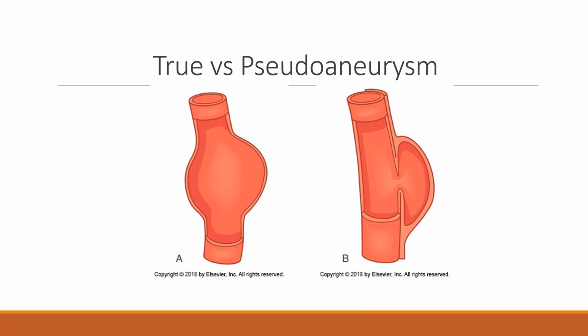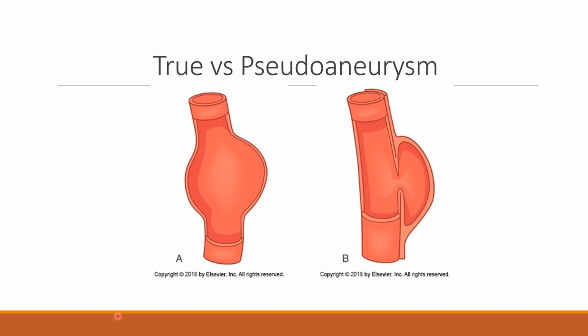True aneurysm versus pseudoaneurysm. So when we talk about true aneurysm versus pseudoaneurysm, you need to understand what's involved. Okay, your true aneurysm is going to be a dilation of all of the walls. Okay, so all three layers of the wall will be involved in a true aneurysm. In a pseudoaneurysm, it's not lined by all three layers.